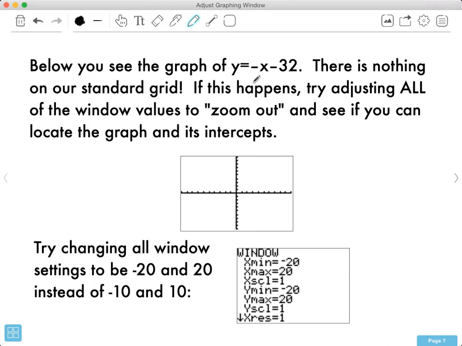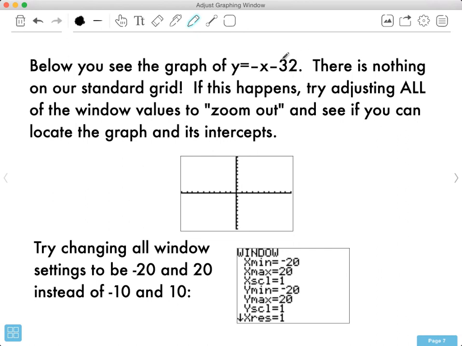If I graph y equals -x minus 32, and you could pause the video here and try this yourself, and then press graph on a standard grid, we don't see anything. That's because the values on this graph don't happen to fall within -10 and 10 on the x or the y axis. So if something like this happens, you can try adjusting all your window values to zoom out and see if you can start seeing something about the graph.